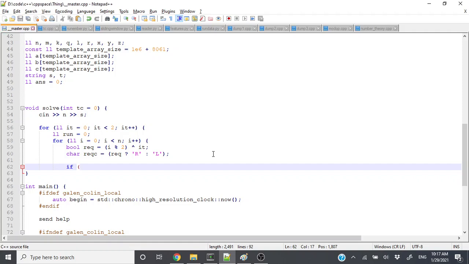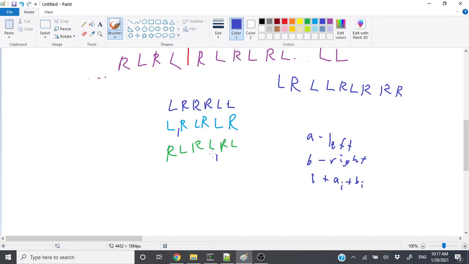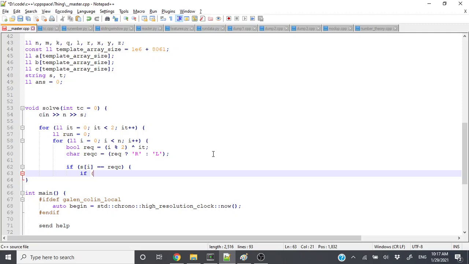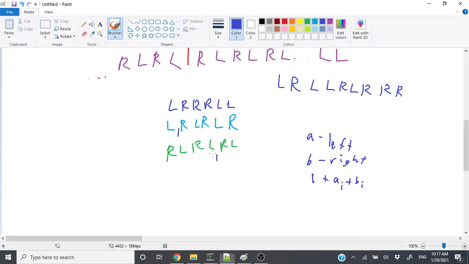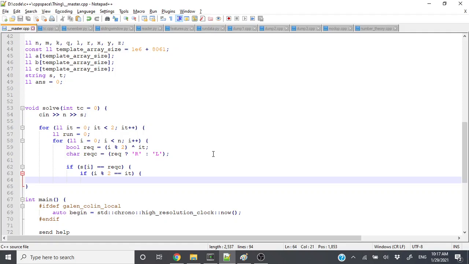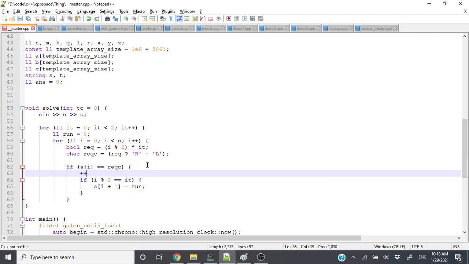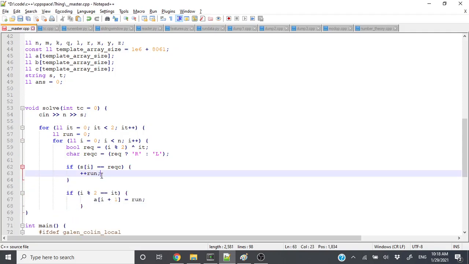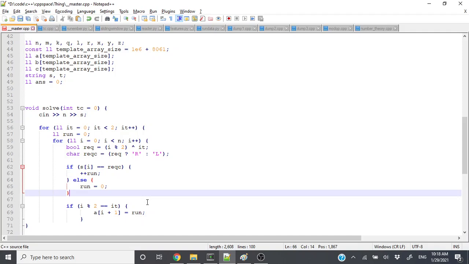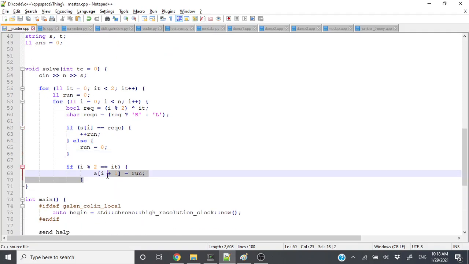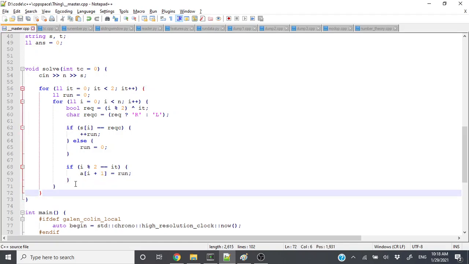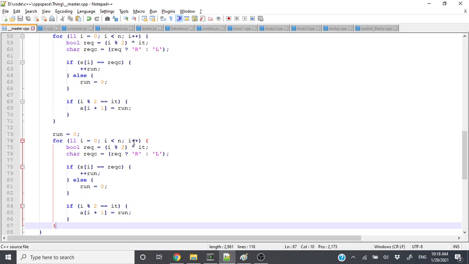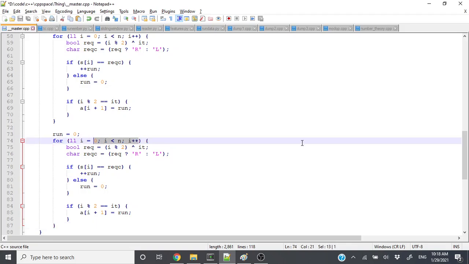So if S[i] is equal to rec C, then at the same time we need to figure out that we're at the right parity. So if i mod 2 is equal to the iteration, then A[i+1] is equal to run. Actually, first we can update the run value. So if we have the character, then we're good. Otherwise, we cut the sequence short, so we have to completely stop. And then we do the same thing but backwards for going the other way.